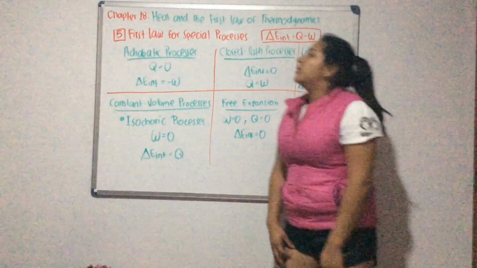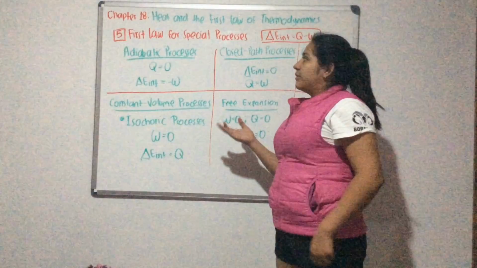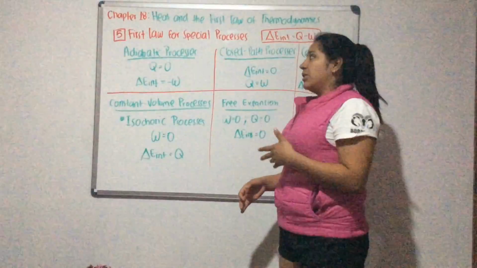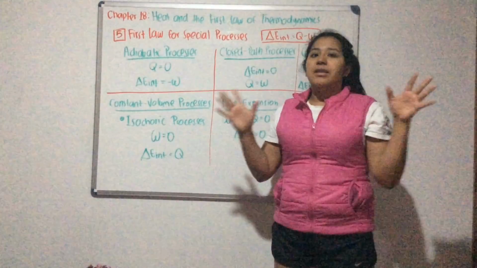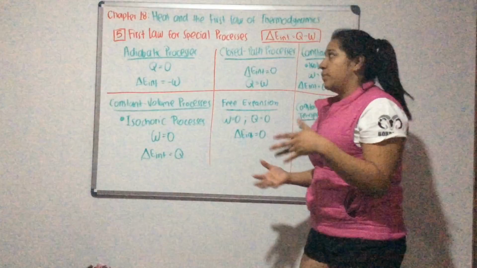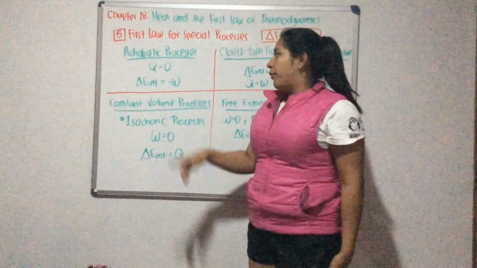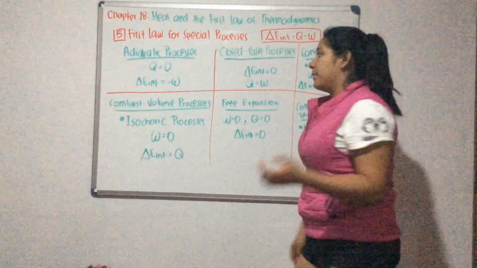So first we're going to talk about the adiabatic processes, and those take place when no heat flows when the state of the system changes. An example of it is when the process occurs so quickly that there is not enough time for heat to be exchanged. So that means that heat is going to be zero, and therefore the change in the internal energy is going to be equal to minus the work done by the system.